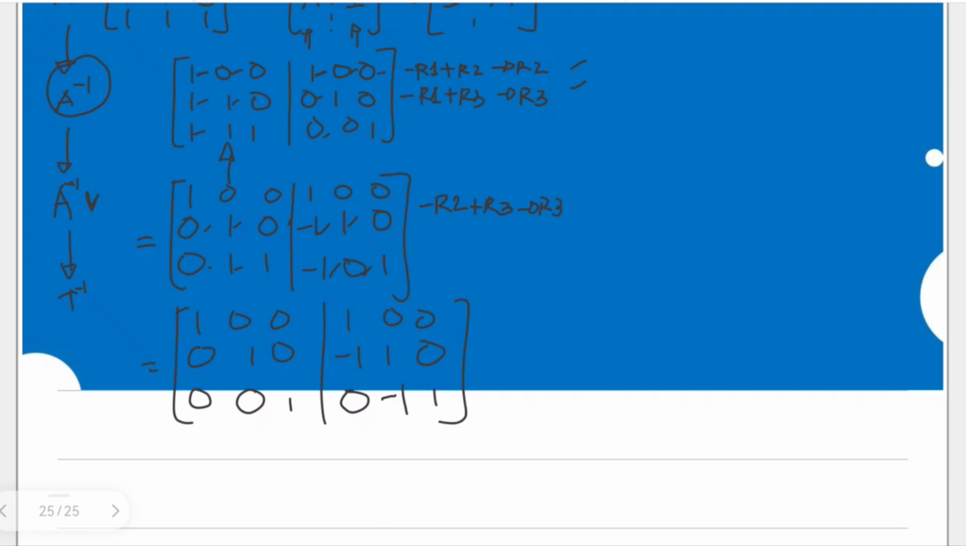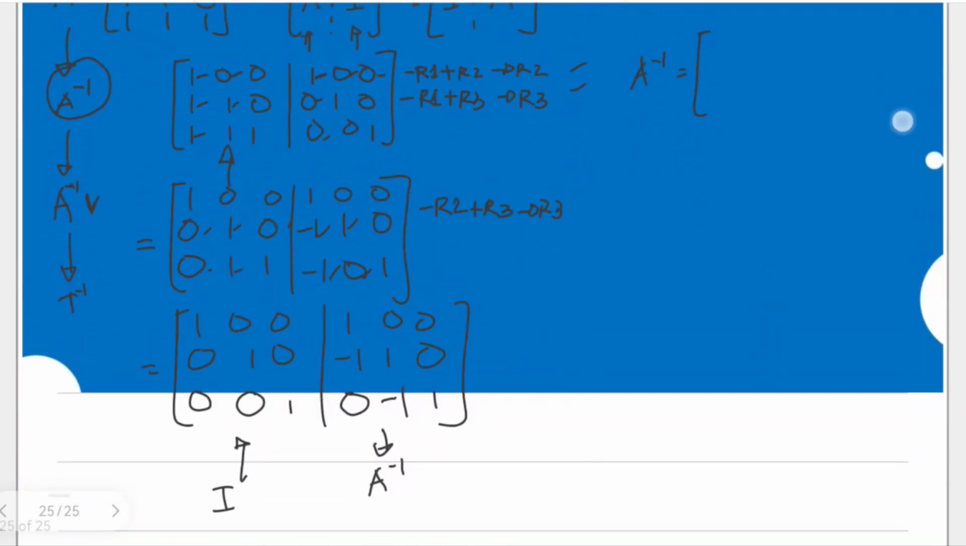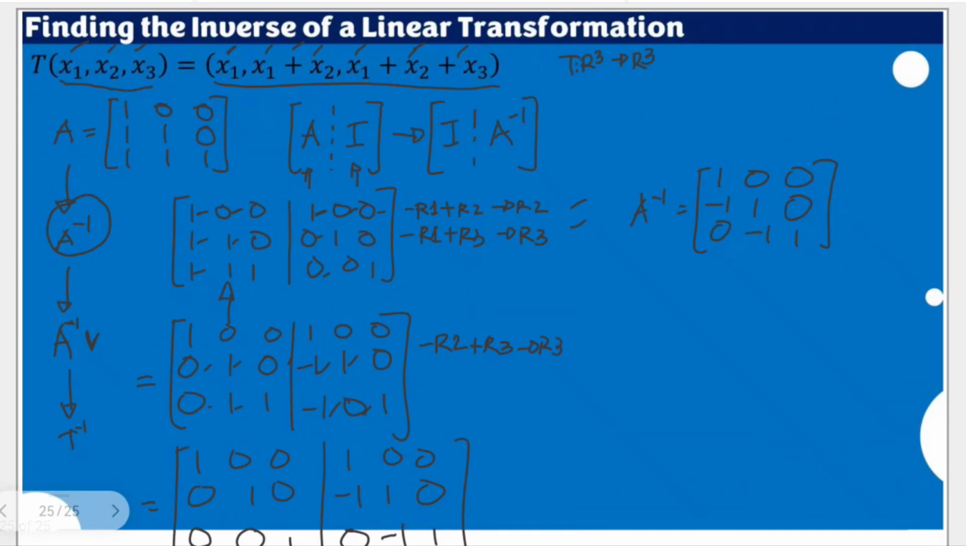Now that we have reached the identity matrix for a 3 by 3 matrix, this will now be your inverse of A. In short, the inverse is equal to this matrix here. Okay? So you have 1, 0, 0, negative 1, 1, 0, 0, negative 1, and then 1. That's how we show our inverse for a 3 by 3 matrix using this process.